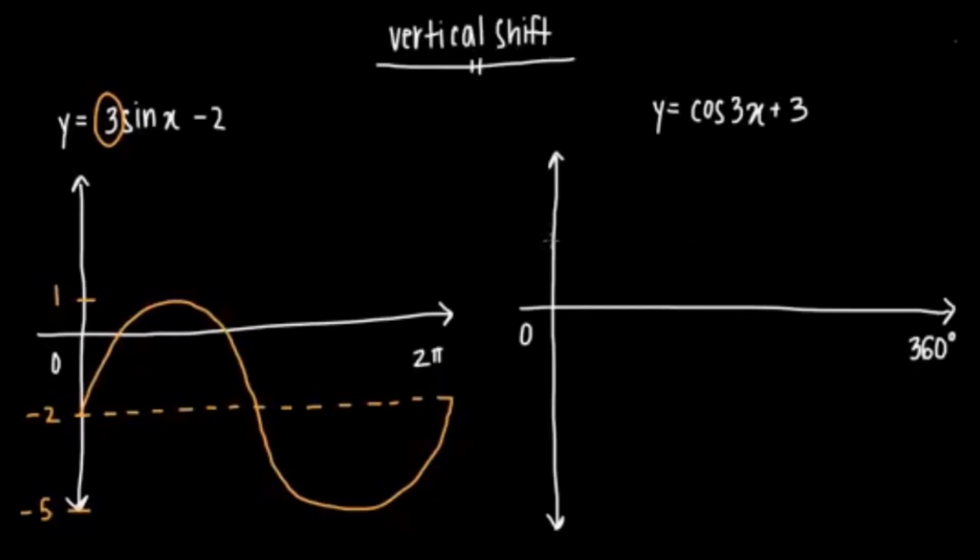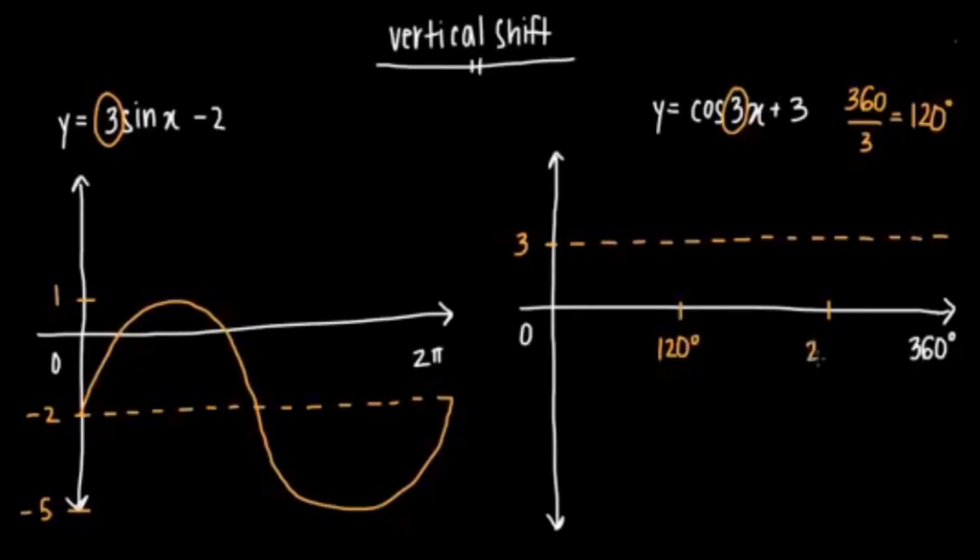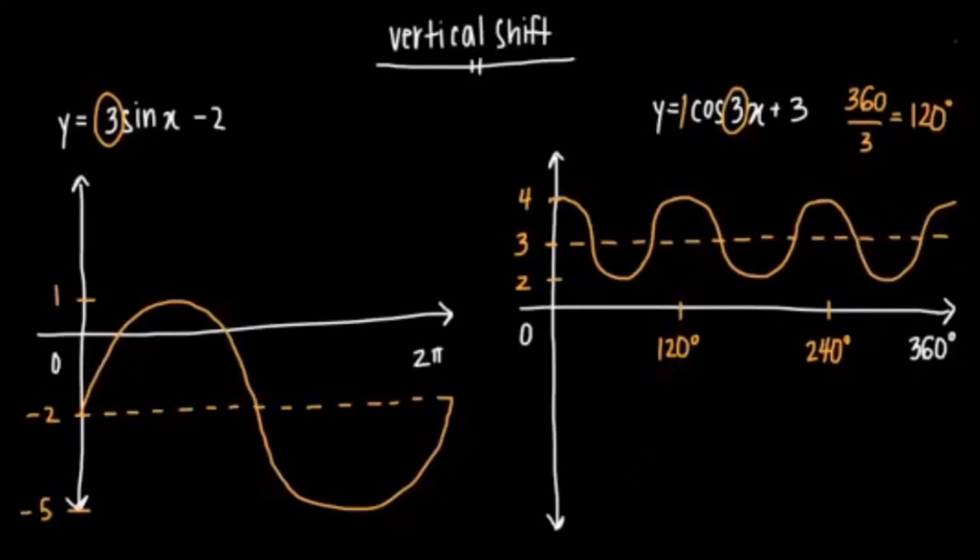And now for this graph, our center is positive 3, so I'll draw a dotted line again. And our period is 3. So that's 360 divided by 3, which is 120. So our first cycle would end at 120, and this is 240. The amplitude is 1, so that's 2 and 4. So this is your first cycle, your second cycle, and your third cycle. And that is how you draw sine and cosine graph without using a calculator.